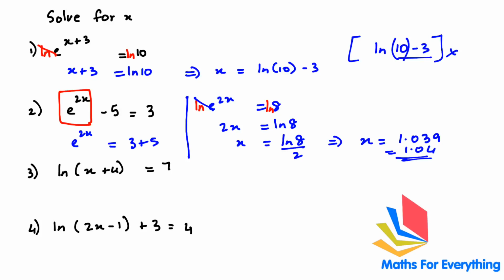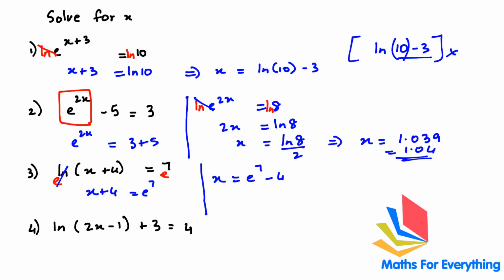Now we'll do 2 questions for ln. To remove the ln, we are going to put e on both the sides. And remember, it will be a power. So it will be e to the power of ln x plus 4 and e to the power of 7. e and ln will be cancelled. We are left with x plus 4 is equal to e to the power of 7. Therefore, x is equal to e to the power of 7 minus 4.